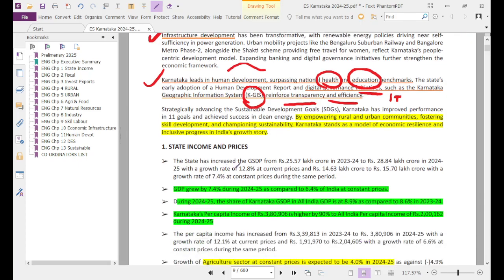And there are many other points like this. You can directly take sentences like this and quote them even in your concluding answers, like what the way forward is. Like, by empowering rural and urban communities, fostering skill development and championing sustainability, Karnataka stands as a model of economic resilience and inclusive progress in India's growth story. So this is actually a typical model way forward answer or a conclusion answer.